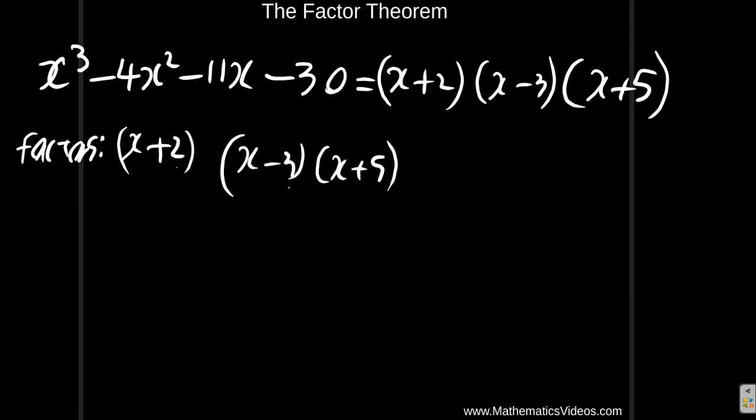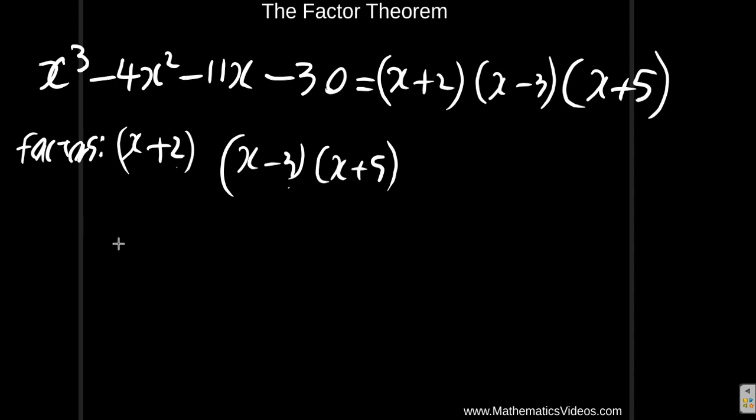Now, here. What is it that would make x cubed minus 4x squared minus 11x minus 30 equal 0? Well, whatever it is, the same thing would make x plus 2, x minus 3, x plus 5 also equal 0, because they are equal, they are the same. Alright? So, the question is, what would make x plus 2, x minus 3, x plus 5 equal 0?